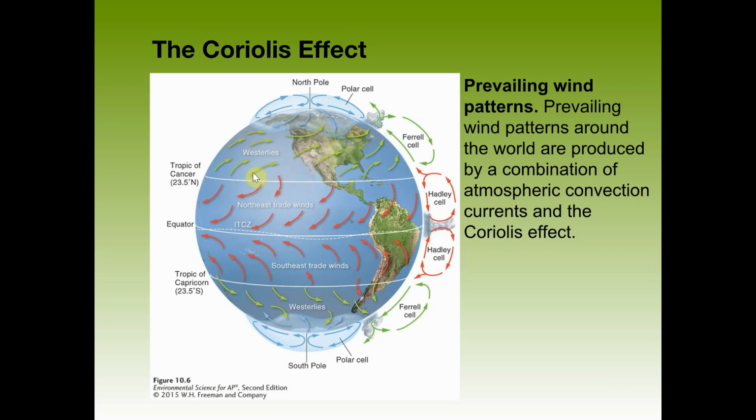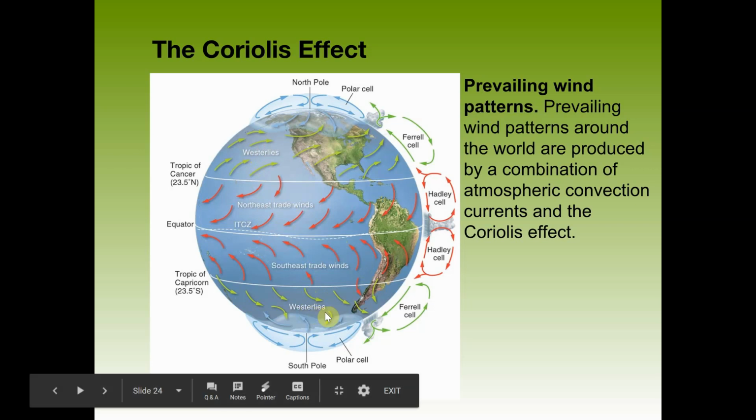We have the westerlies, which start out coming this way and then get deflected to their right. We have the southeast trade winds, which start this way and get deflected to their left, and the westerlies of the southern hemisphere, which start this way and get deflected to their left.